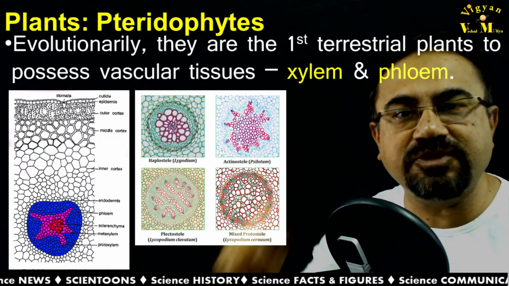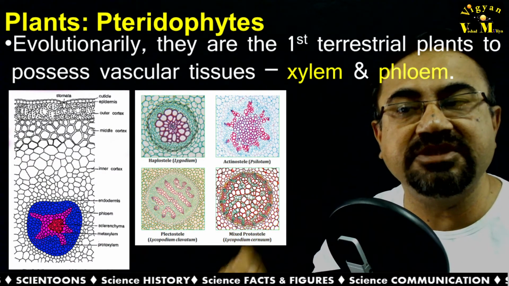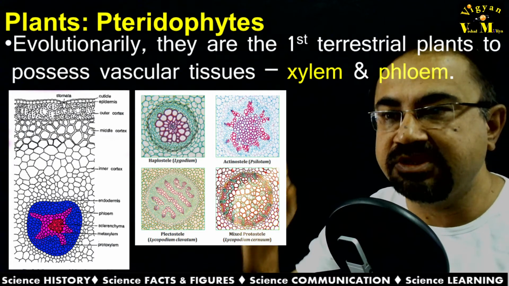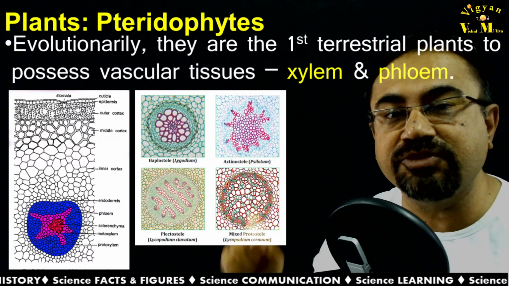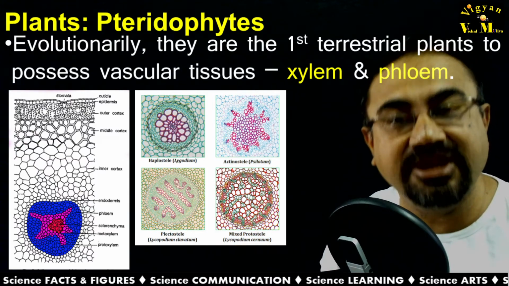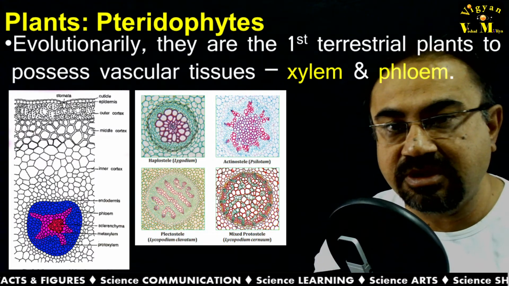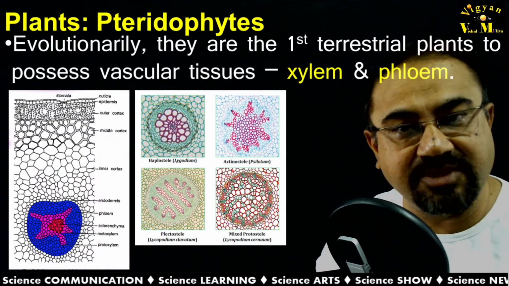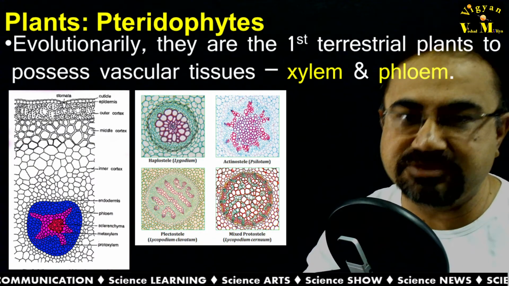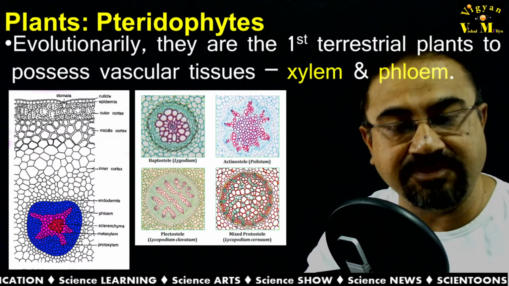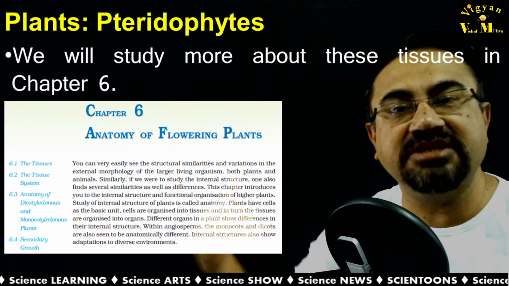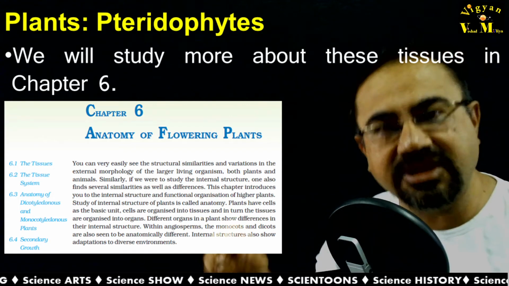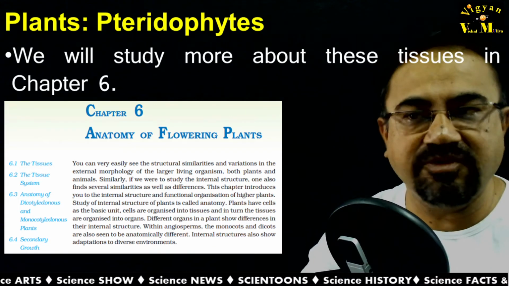Evolutionarily, it is the first terrestrial plant which has vascular tissue. That is very important. They have xylem and phloem for the first time in evolutionary history. The previous ones, like the bryophytes and algae, did not have xylem and phloem, but in the pteridophytes one can see xylem and phloem. We are going to study xylem and phloem in detail in the 6th chapter, but here let me focus back on the pteridophytes.